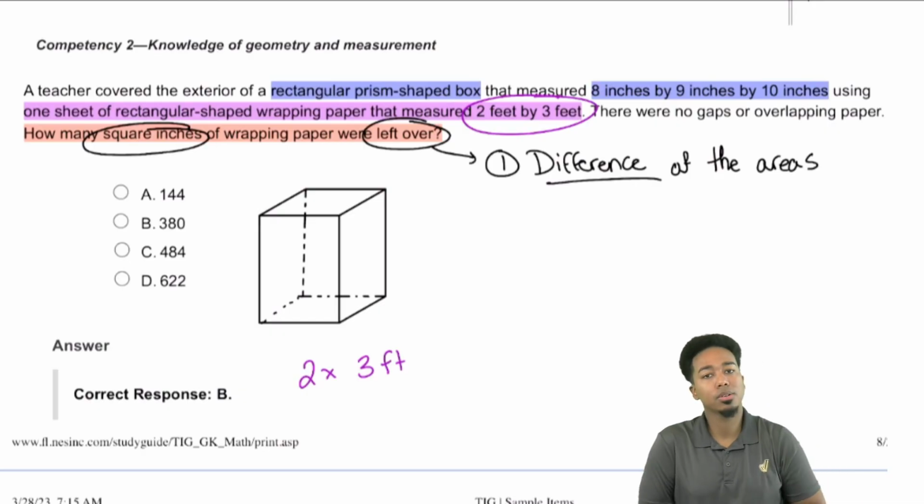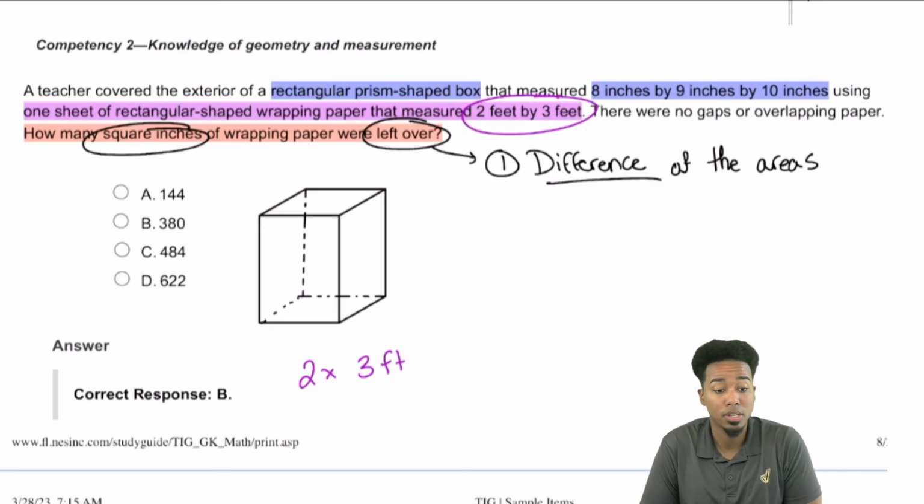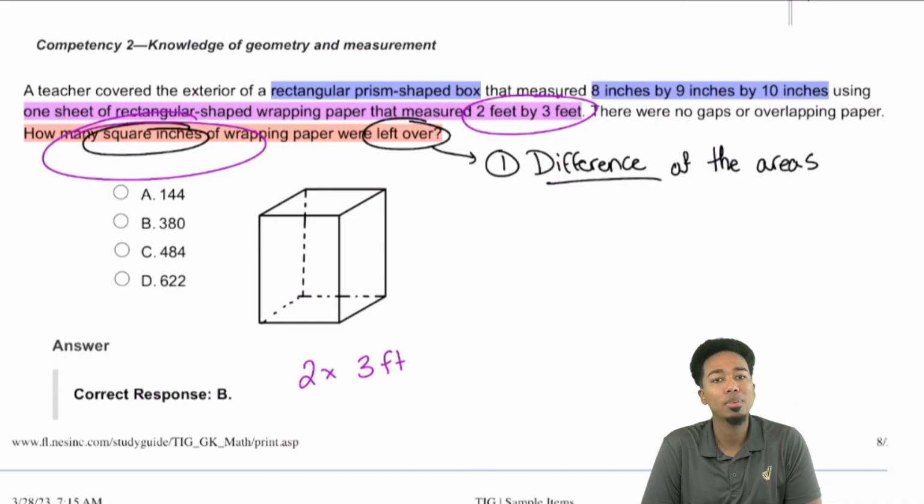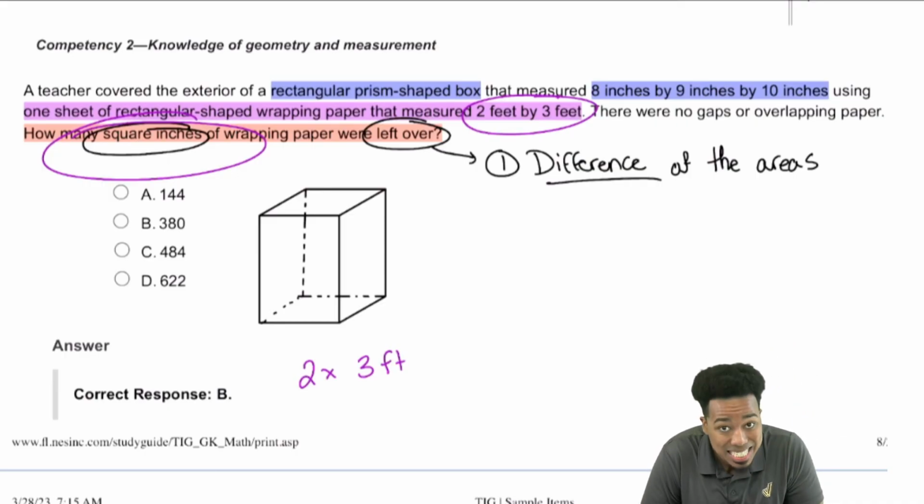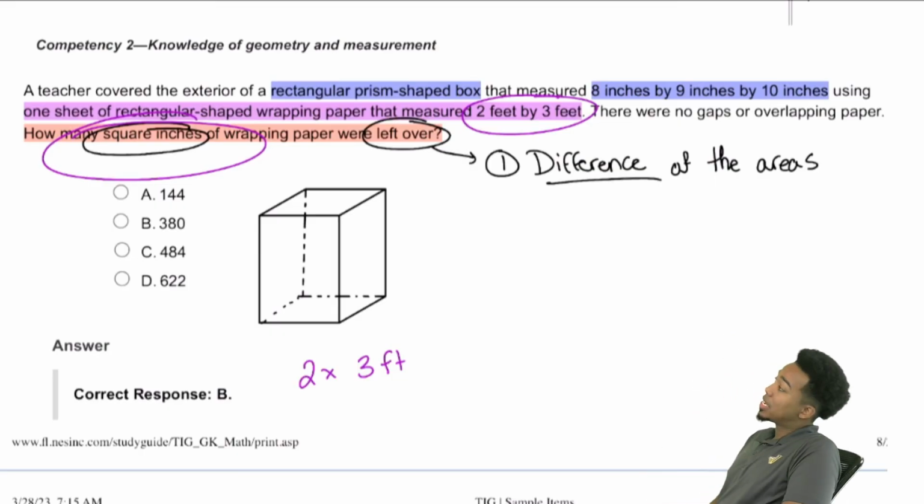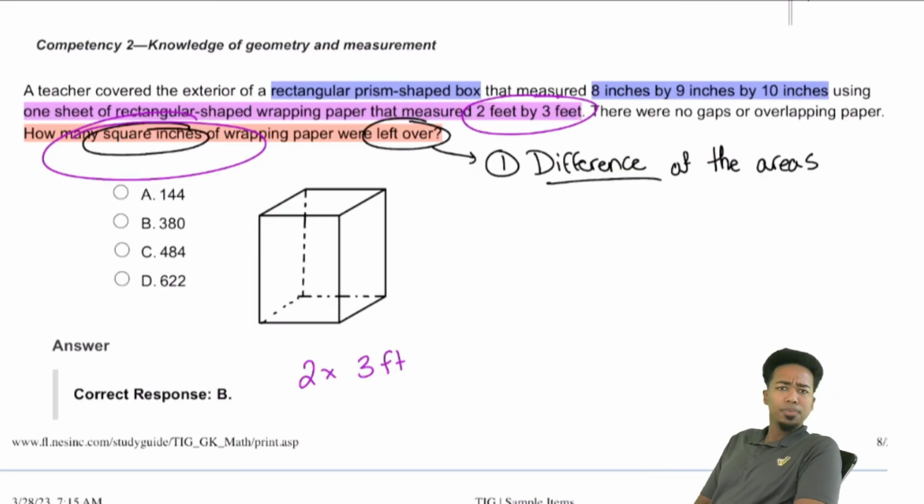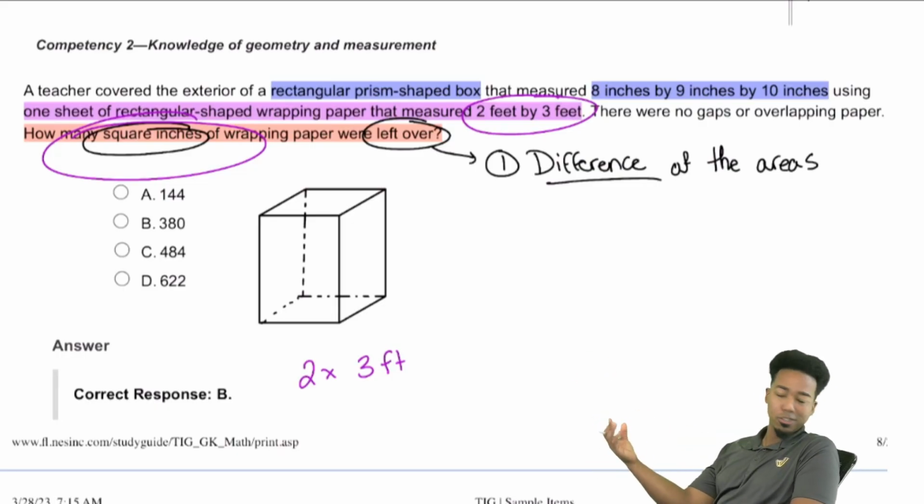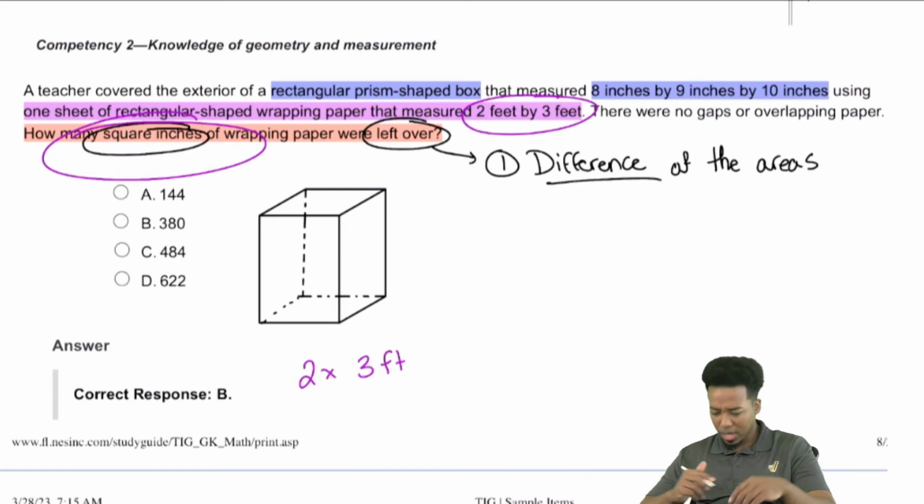But notice what the question says. Again, you got to pay attention to these little details. How many square inches? That's the biggest thing there. So what are we supposed to do? Well, turn everything into inches first, and then do yourself the favor of finding the area of the box, which is going to be called surface area, and then finding the area of the paper and subtracting. Let's go and get it done.